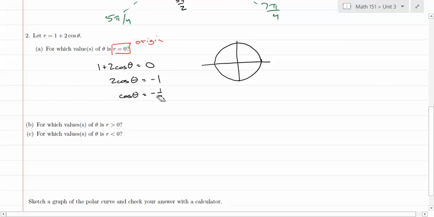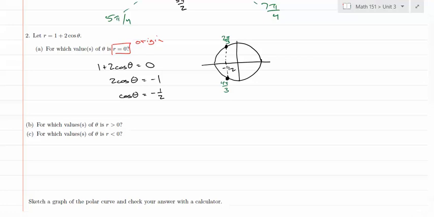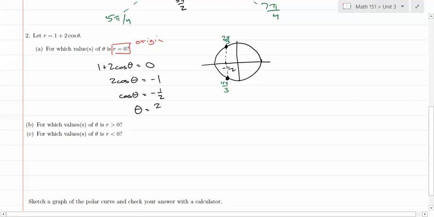Cosine theta is always the first coordinate on the unit circle, so we'd be looking for where the horizontal coordinate is negative 1/2. There are going to be 2 points like that, and the theta values are 2 pi over 3 and 4 pi over 3 down here. Those are the solutions to that equation between 0 and 2 pi, which are the ones we're interested in. So those are the two theta values where r is 0.